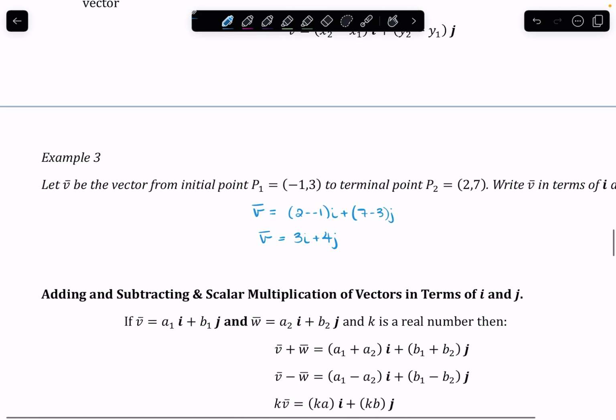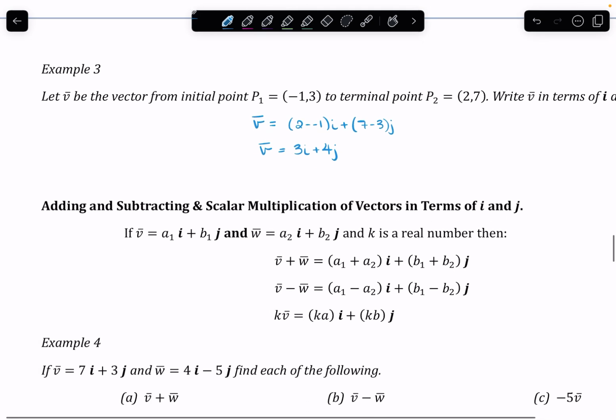Adding, subtracting, scalar multiplication. So these are properties of vectors. So it translates to scalar multiplication, think distributive property. Addition, think sum of each of the corresponding i versus j parts. Difference, think subtract the corresponding i versus j parts.